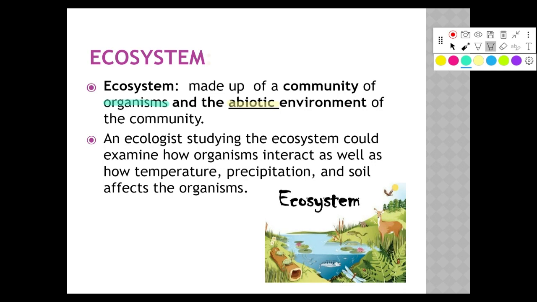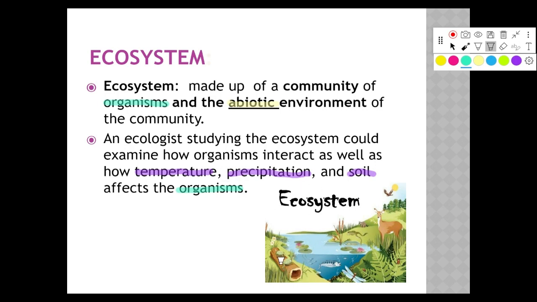An ecologist studying the ecosystem could examine how organisms interact, as well as how temperature, precipitation, and soil affect the organisms, right? So right here, what they're talking about, the temperature is abiotic, precipitation is abiotic, and soil is abiotic, right? So those are all the non-living things, and then here they're living with the organisms, so living and non-living things, right? And here you see an example of an ecosystem.